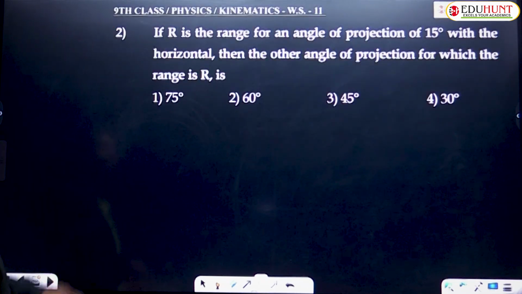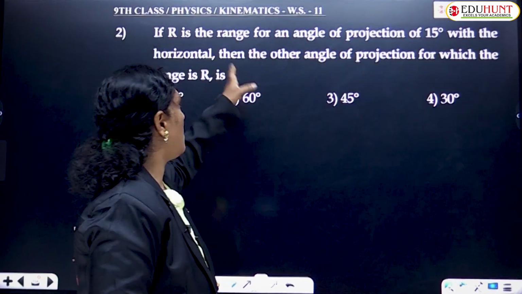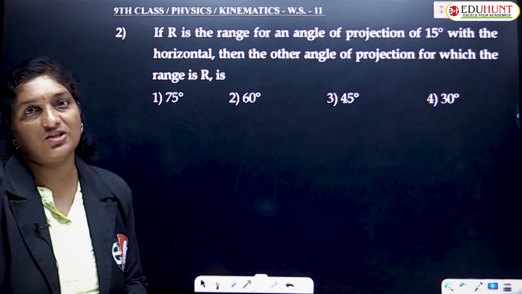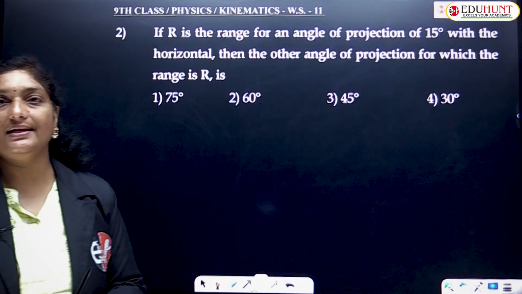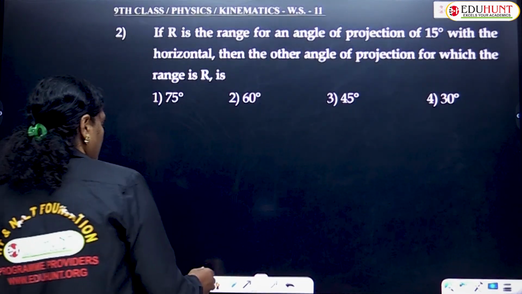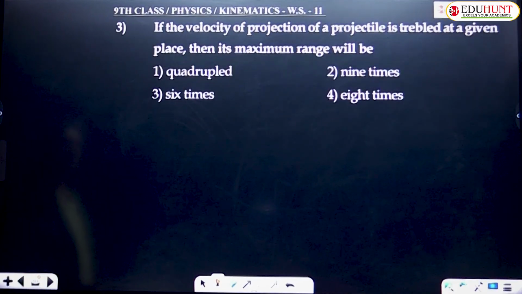Okay, so what is given? R is the range for the angle of projection 15 degrees with the horizontal, then the other angle of projection for which we get the same range is, theta is 15, 90 minus theta is 90 minus 15, it must be 75 degrees. So option number 1, 75 degrees. Moving to the next question.